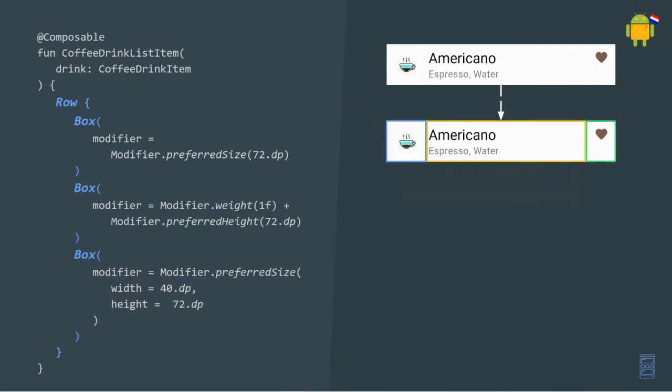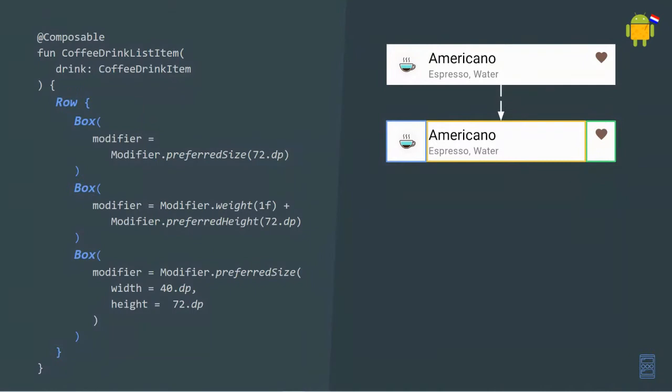First of all, we can split our card into three sections: a section with an icon, a section with additional information like title and ingredients, and the last one is a section with our favorite. So let's try to use boxes just to create three blocks. For the first block, we can use a preferred size of 72 dp. If it is 72 by 72 dp, a box will be created for this size. The next part is to create a box for the favorite icon. And here we use a size of 40 by 72 dp.